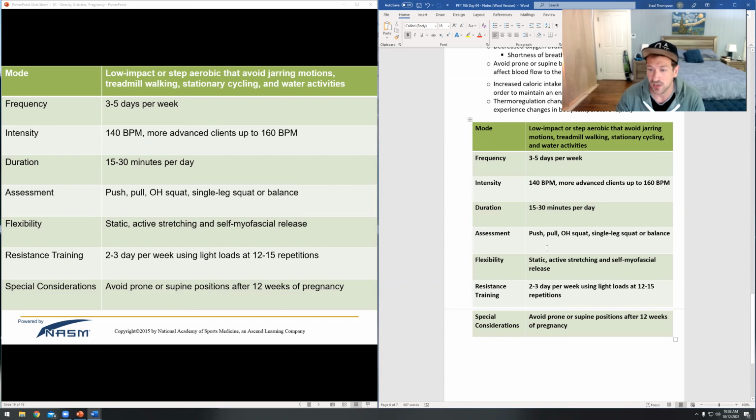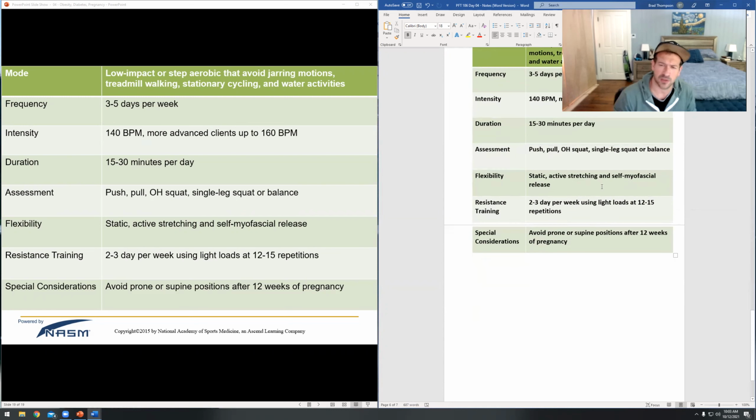Assessments, totally normal stuff here. Pushing assessment, pulling assessment, overhead squat, single leg squat, all of it's normal. For the most part, when it comes to flexibility, we're going to focus on static stretches or active stretches, and self-myofascial release if it's comfortable. So we can do foam rolling with pregnant clients safely. They don't have anything to worry about there. However, it could be uncomfortable. So if it is, avoid it. And then we're going to focus on static and active stretches just because they are the low impact stretches.